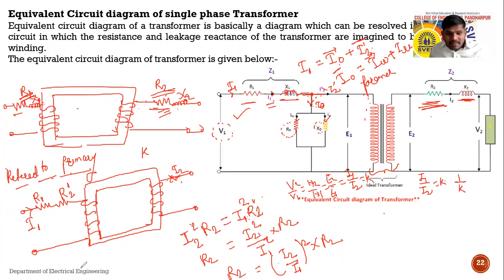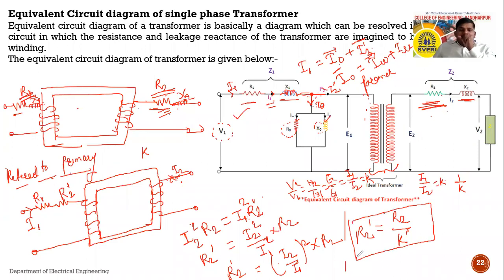See, that means R2 dash is equal to I2 divided by I1, which is 1 upon K, and the square of that is 1 divided by K square. That is R2 divided by K square. Not only K, K square, no?